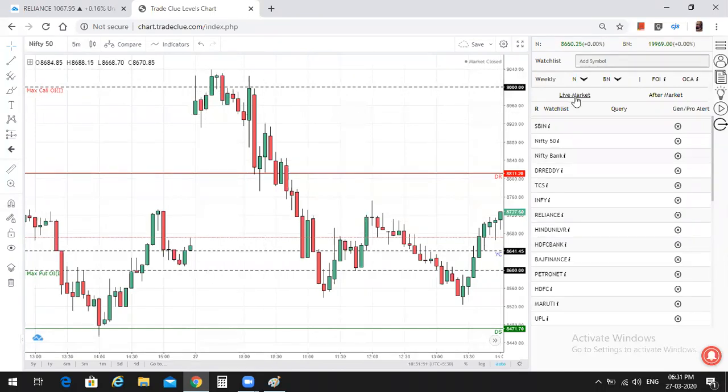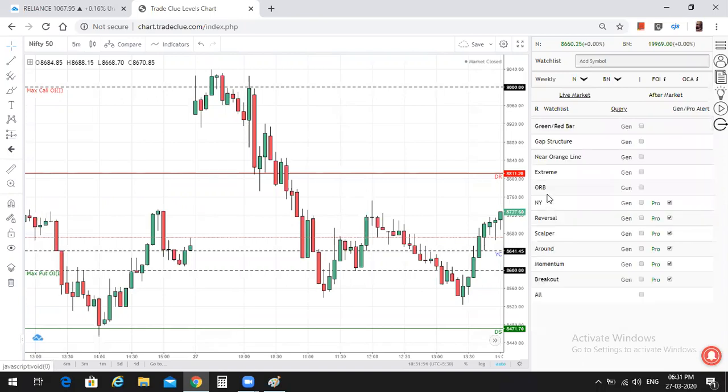So to avoid that, we have that feature inbuilt into TradeClue. If you go in live market, you have something called query. In the query, today we have discussed ORB. So if you want all the ORBs, you can click on this. But if you want only NY, this is what I'm talking about, only NY. That's one of our core strategies called NY Pro. 83% of the time it is successful. So let's click on NY Pro. All this Pro normally has good backtested data, so it doesn't go wrong most of the time.